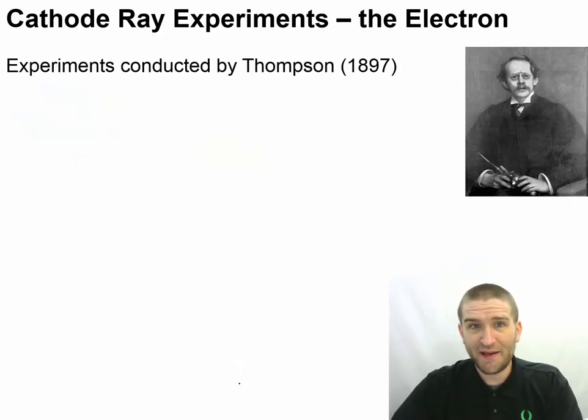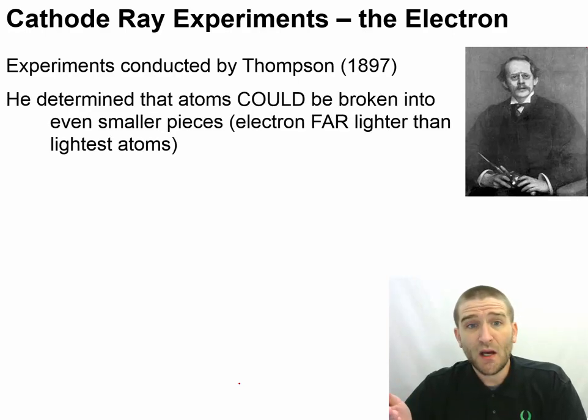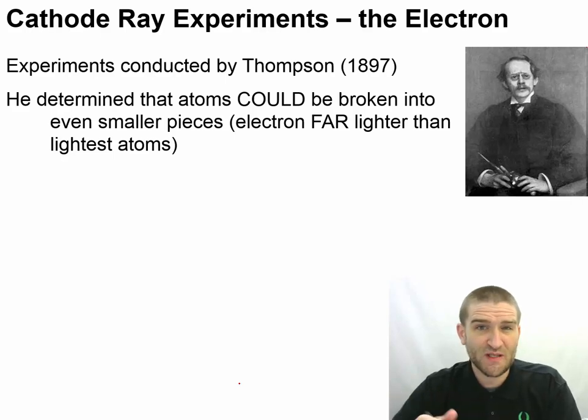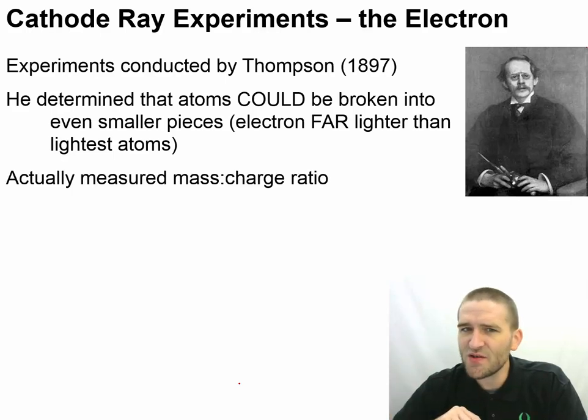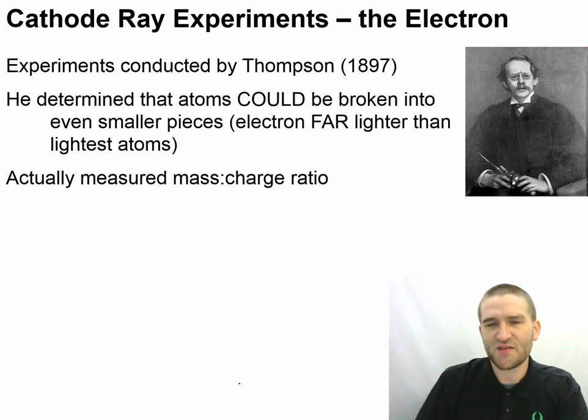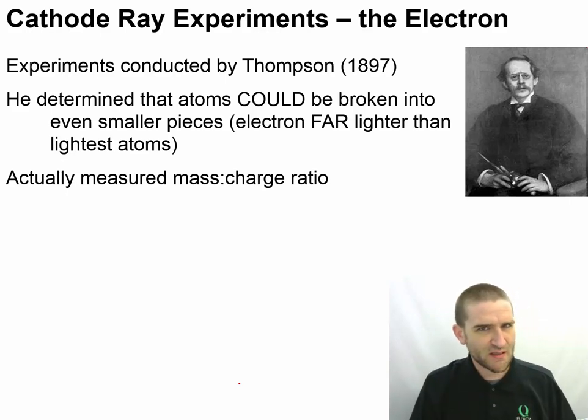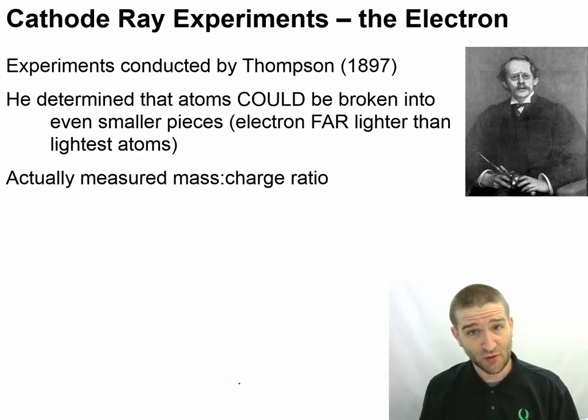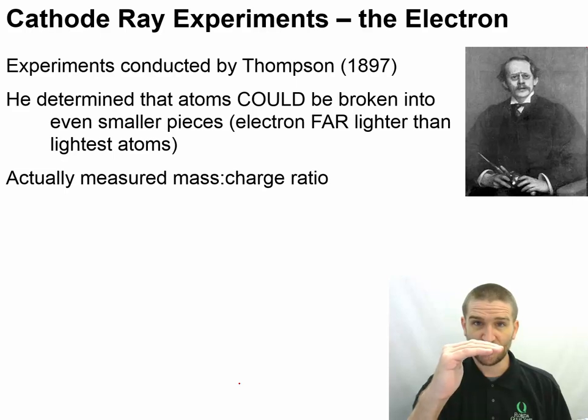Now, here's the man himself, J.J. Thomson. He did these experiments in 1897. He determined that, yeah, atoms can be broken into smaller pieces, and that the electron is far lighter than the lightest of atoms. And from these deflections, he was able to determine some idea of how heavy it was, but he couldn't actually measure the mass. What he was able to determine was the mass-to-charge ratio. Now let me explain why that is. Remember that he doesn't know the mass, and he doesn't actually know the real charge on the electron at this point. But he's able to see that it's deflecting a certain curve, right?